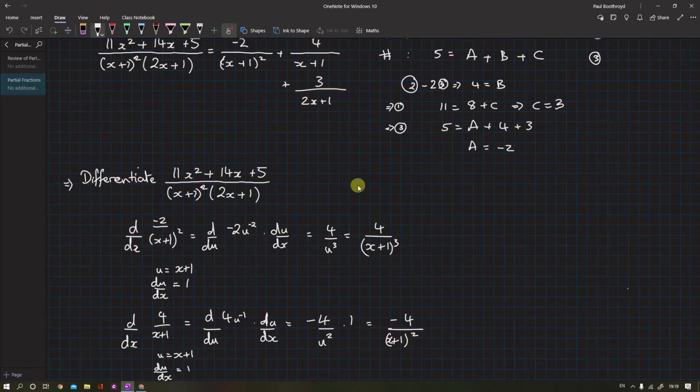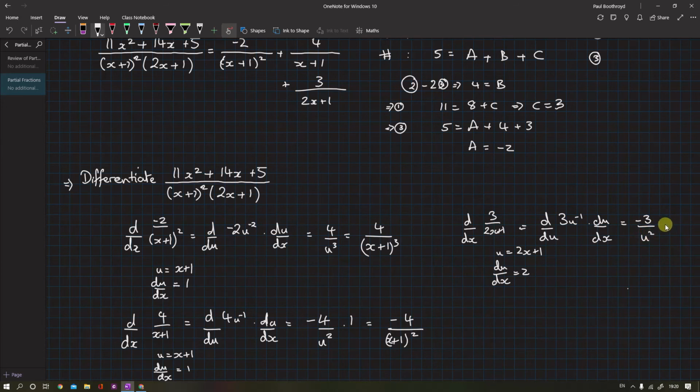And I'll put the other one up here so we can still see the expression on the screen. We also want to differentiate 3 over 2x plus 1 with respect to x. And again, we're using u as the denominator, 2x plus 1, and this time du/dx is going to be 2. So the chain becomes the differential of 3u to the minus 1 with respect to u, times du/dx, and this becomes negative 3 over u squared times 2, which gives me minus 6 over (2x plus 1) all squared.